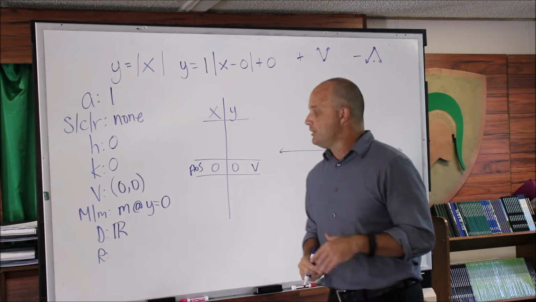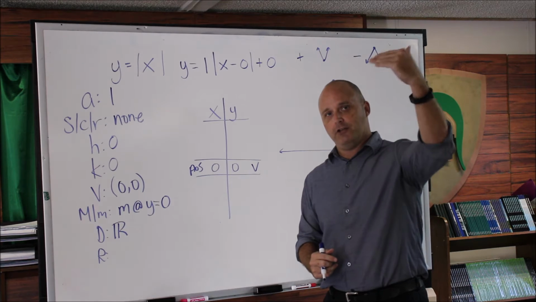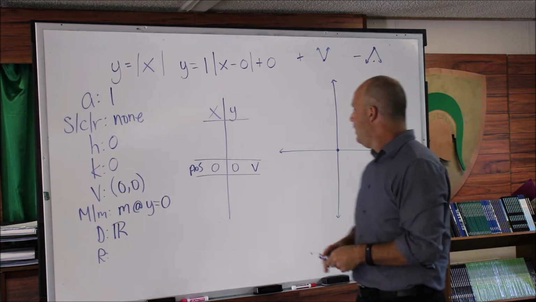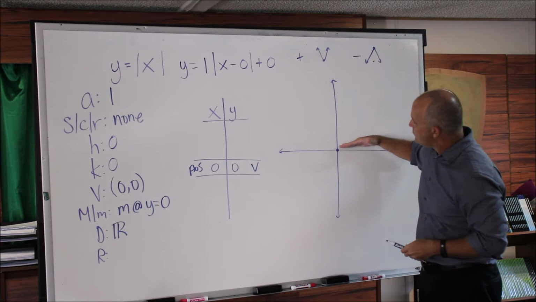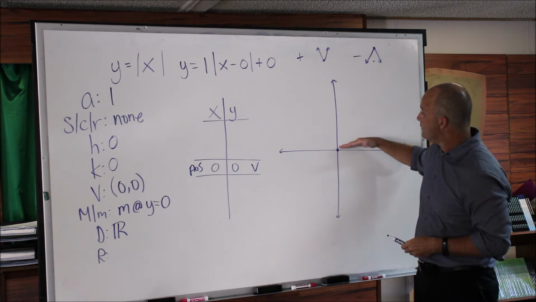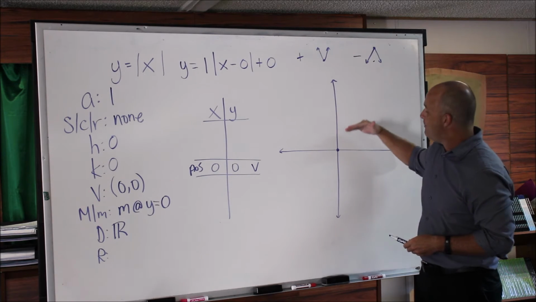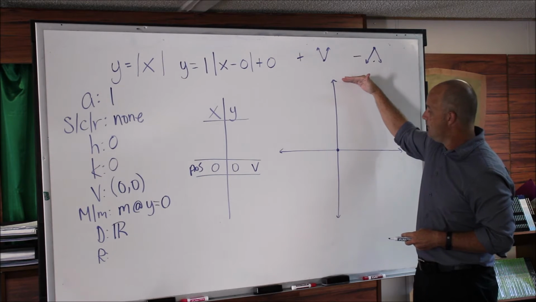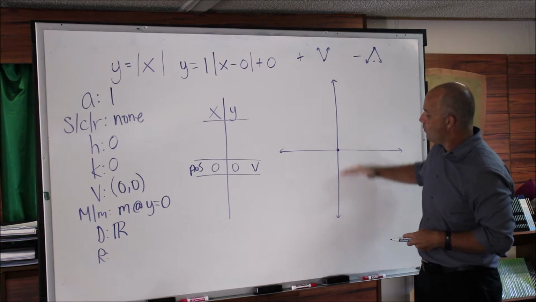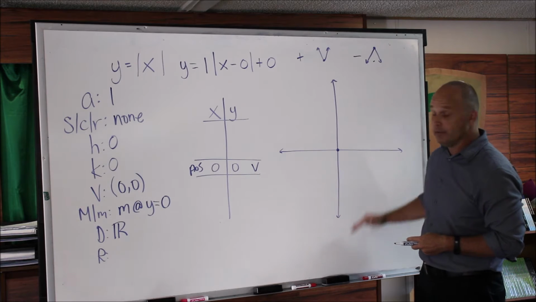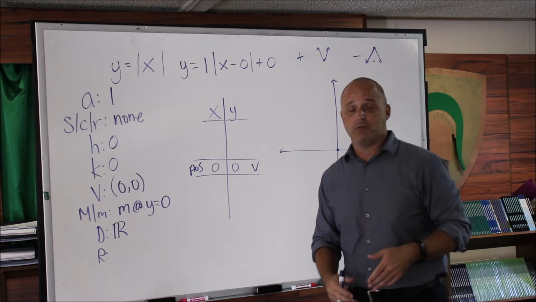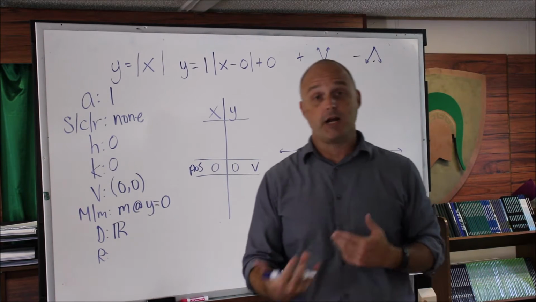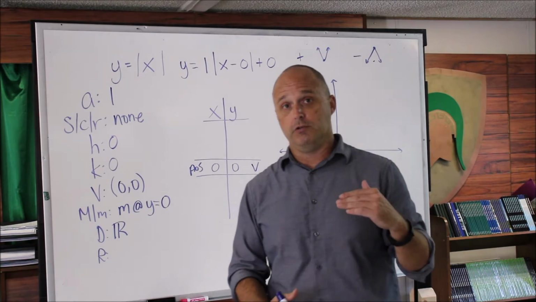Then your range is going to be which y values are going to be touched by the graph. Well, right now we know that our graph starts at 0, 0, or y equals 0, and is going to open up. So that means that our graph is going to eventually hit every single y value above that. It's never ever going to hit a value below 0. So that means that we have a restricted range. It's never going to go below 0.